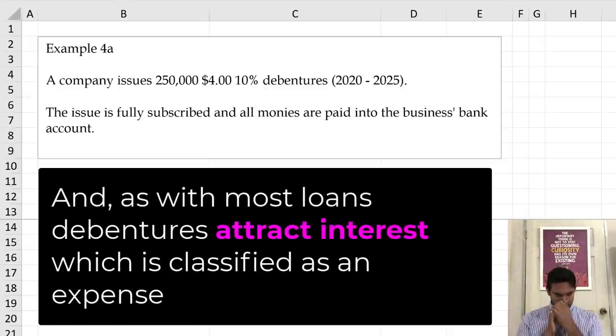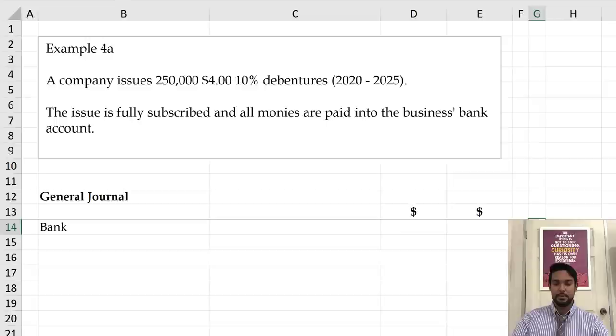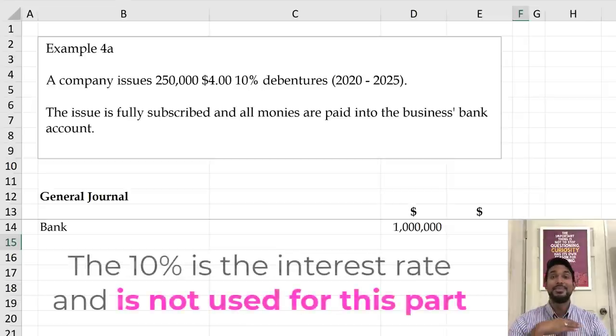So how do we record this? Well, money is coming into the bank. So it says the issue is fully subscribed and all monies are paid into the business's bank account. So bank is going up, so we have to debit bank. So debit bank, a million. Because 250,000 by 4 will give us 1,000,000. The 10% plays no part in it.